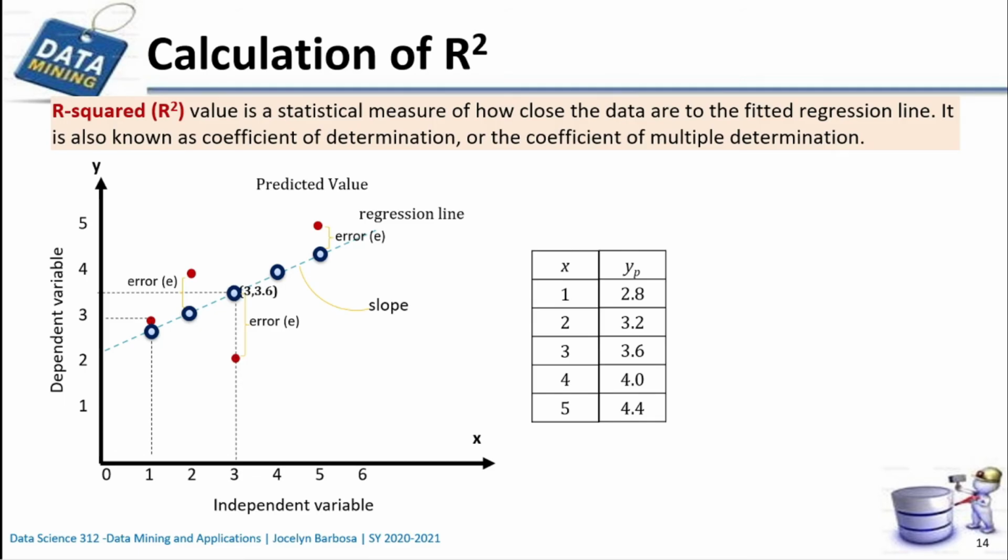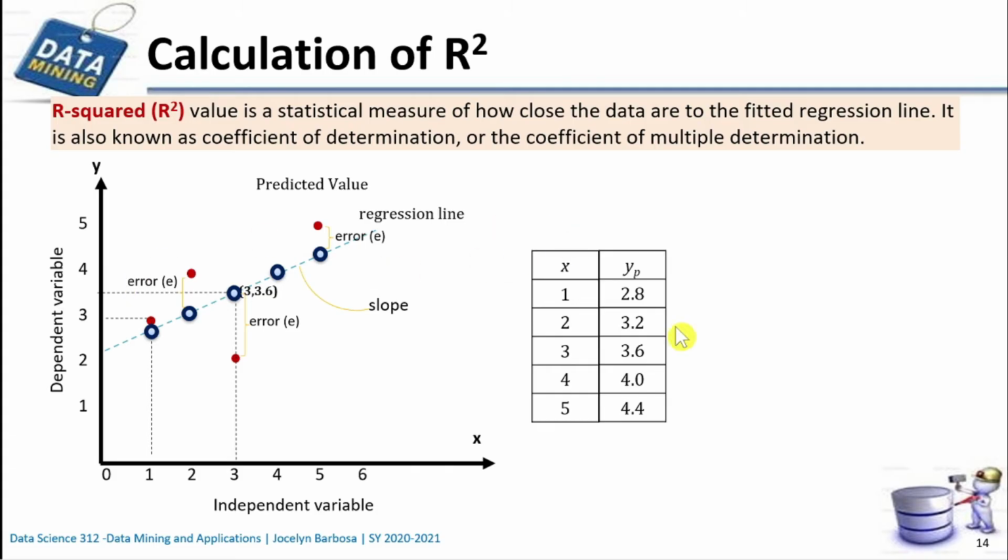Okay, so let's now check how the model performs. To do that, we have a method called R-squared. The R-squared value is a statistical measure of how close the data are to the fitted regression line. It is also known as the coefficient of determination, or the coefficient of multiple determination.